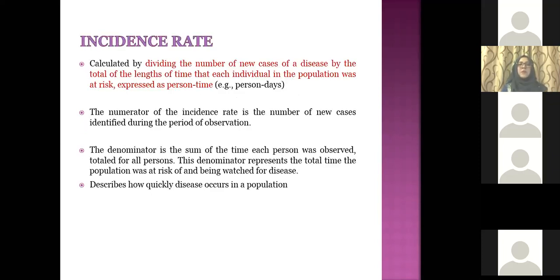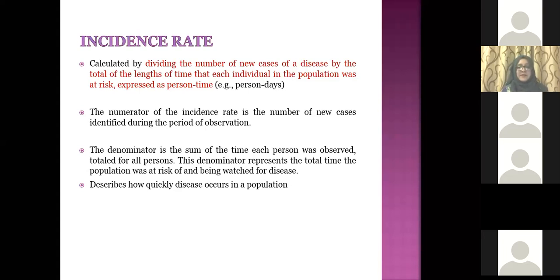It is calculated by dividing the number of new cases of disease by the total length of time that each individual of the population was at risk, which is expressed as person time or person days. So for incidence rate, the denominator is person time, and you take the number of new cases of the disease and divide it by the person time, which is the specific denominator for incidence rate. And what is person time? Person time is an estimate of actual time at risk in years, months, or days.